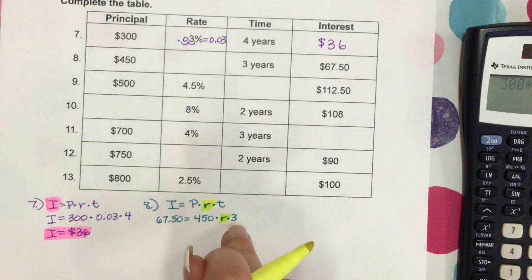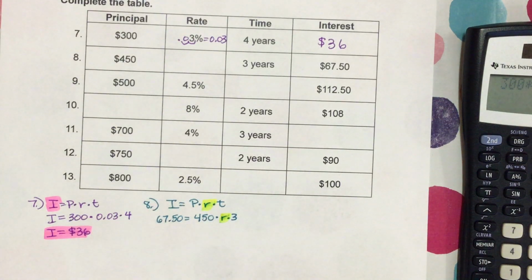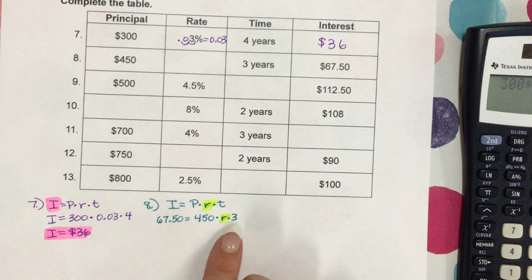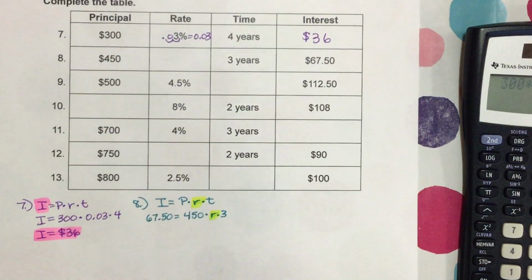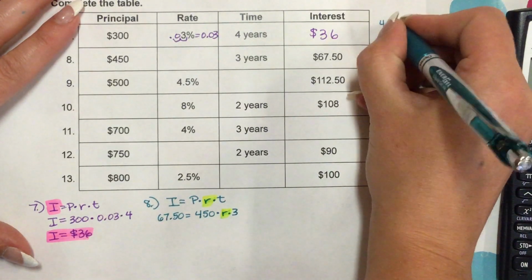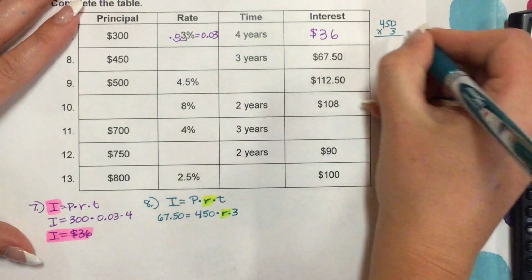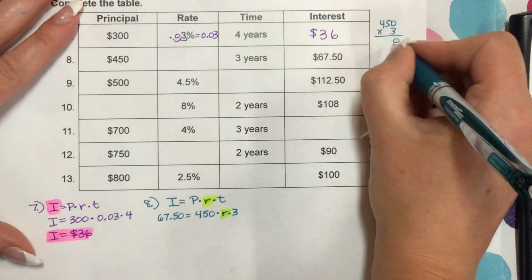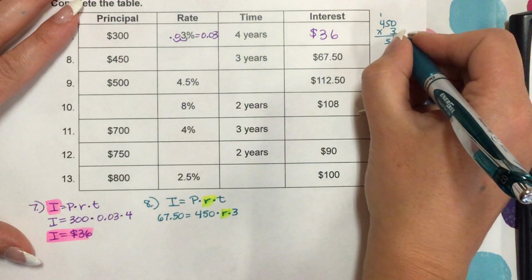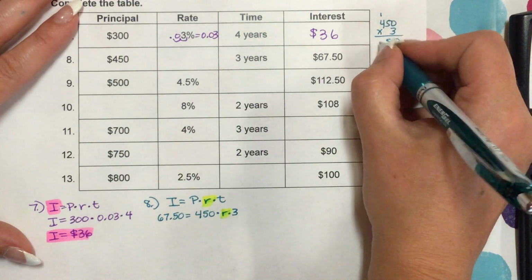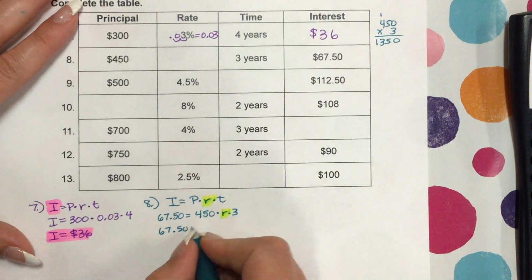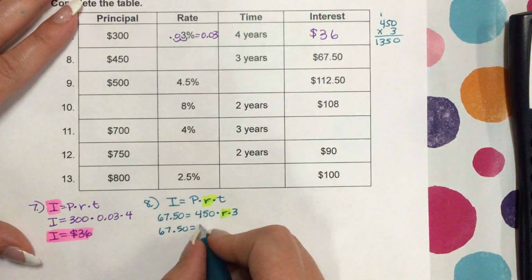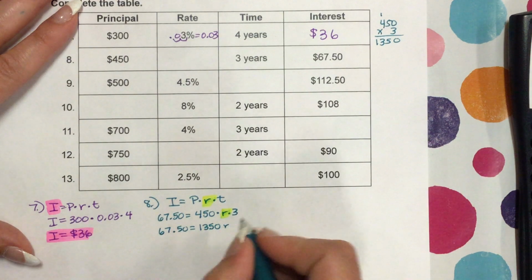Now, to figure out what R is, we need to simplify this side of the equation. So I need to figure out what 450 times 3 is. So I'm going to go ahead and do that over here on the side. 450 times 3. 3 times 0 is 0. 3 times 5 is 15. Write the 5, carry the 1. 3 times 4 is 12, plus 1 is 13. So that ends up being 1,350 R.